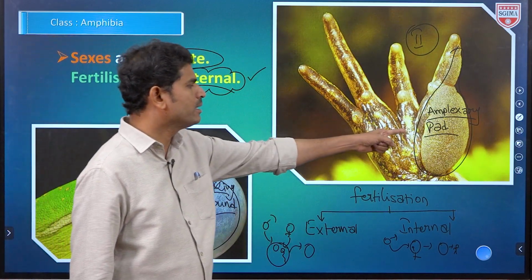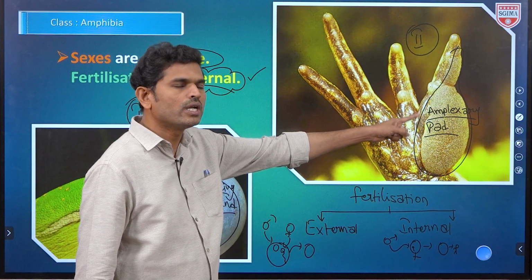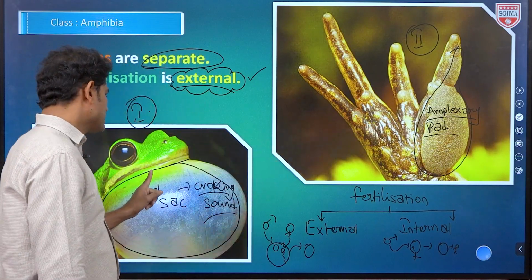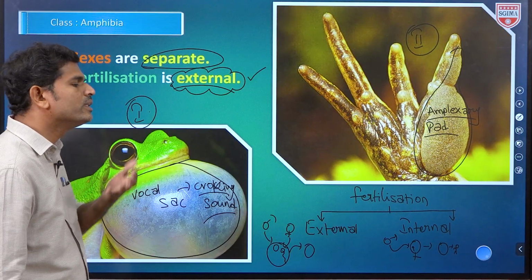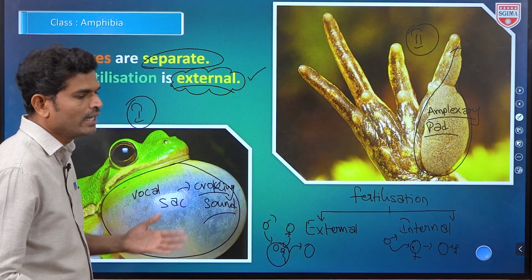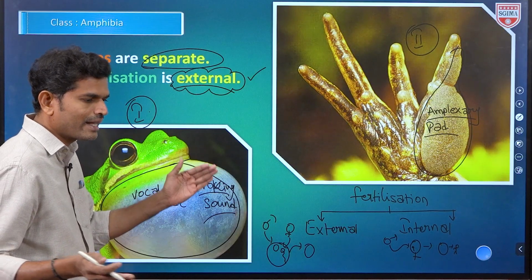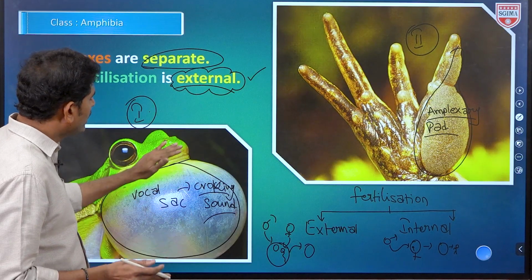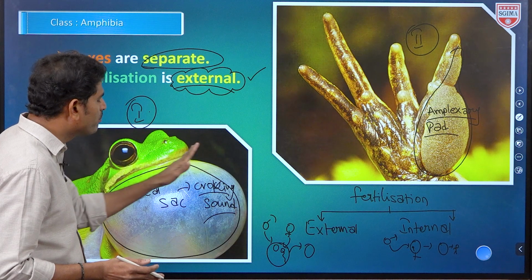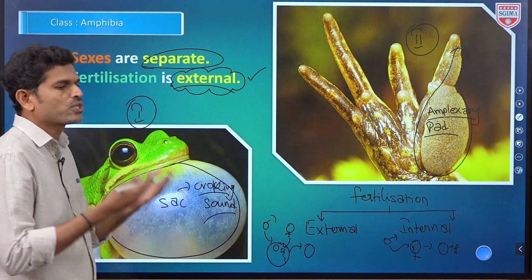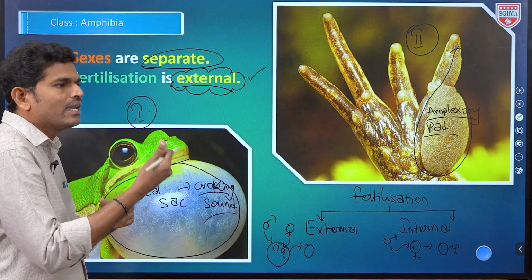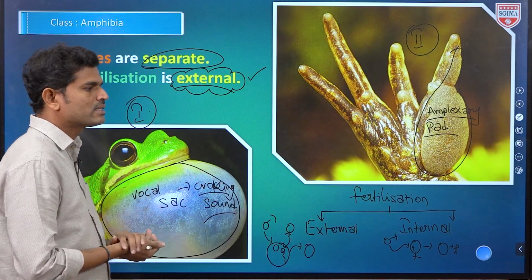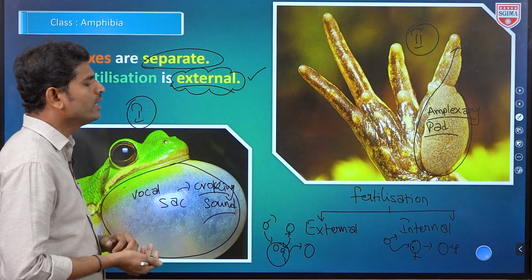This is at the base of the first digit of the four limbs, and this is just below the lower jawbone. So in the neck region, actually there is no neck here, the head is directly attached with the body. At that meeting place, between the lower jaw, there will be a bag-like structure. Due to this, it inhales and exhales the air, and that makes the sound. Those are called croaking sounds.